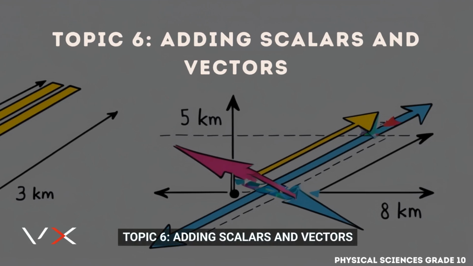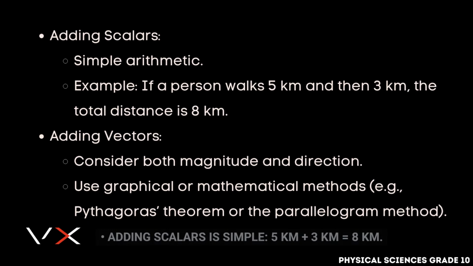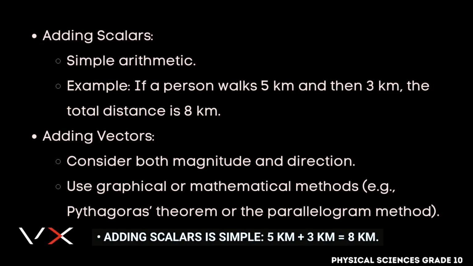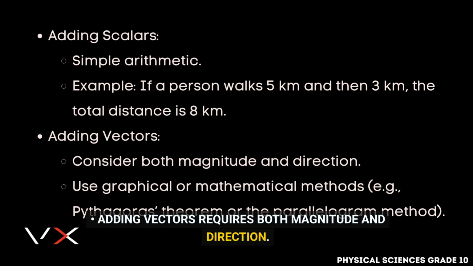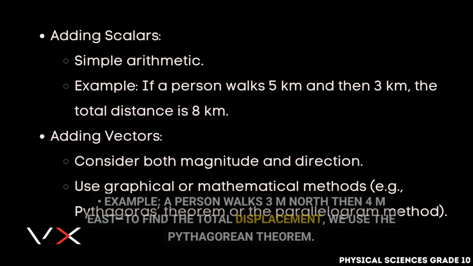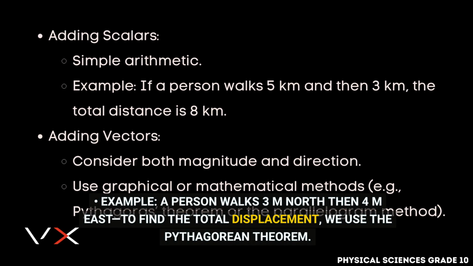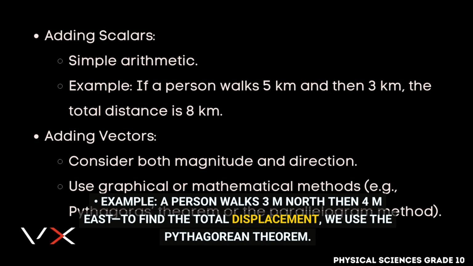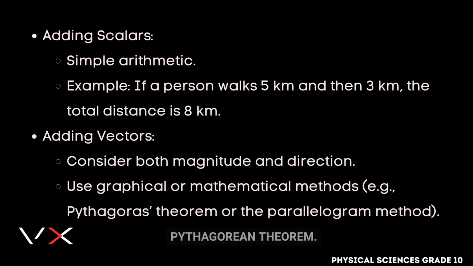Topic 6. Adding scalars and vectors. Adding scalars is simple. 5 kilometers plus 3 kilometers equals 8 kilometers. Adding vectors requires both magnitude and direction. Example: a person walks 3 meters north, then 4 meters east. To find the total displacement, we use the Pythagorean theorem.